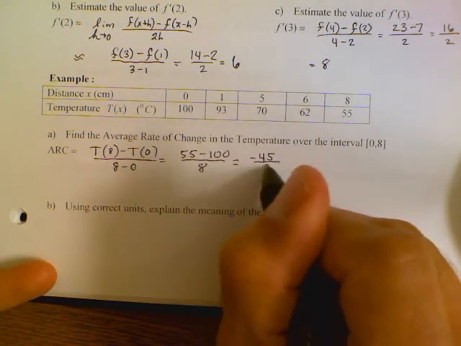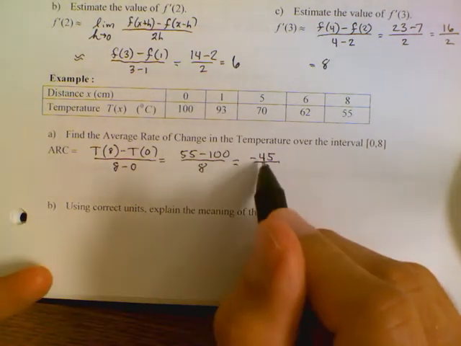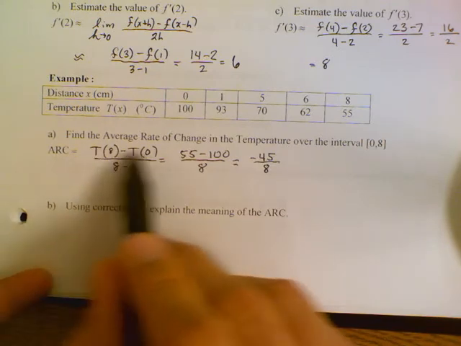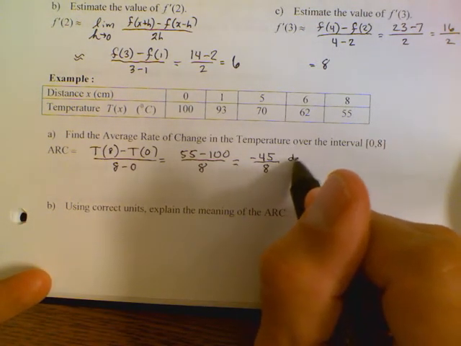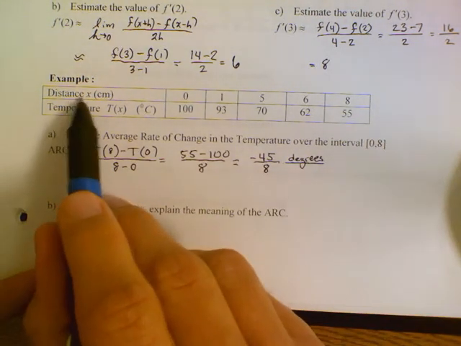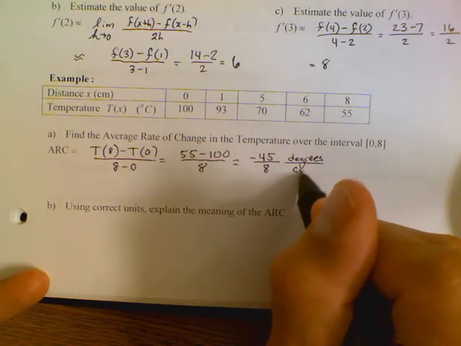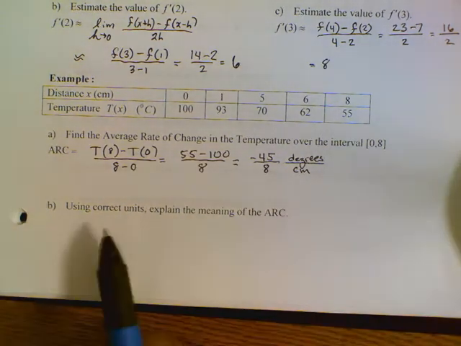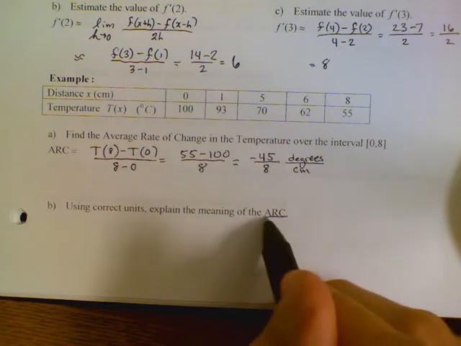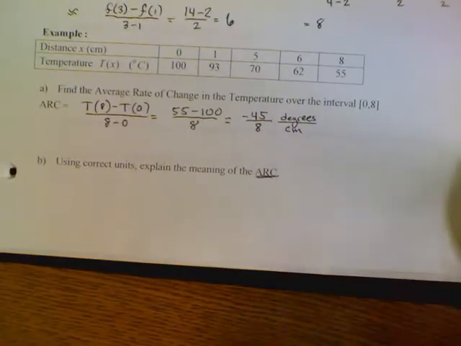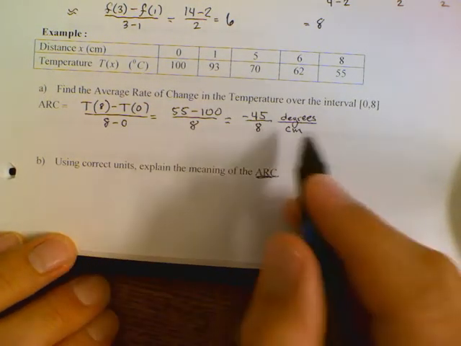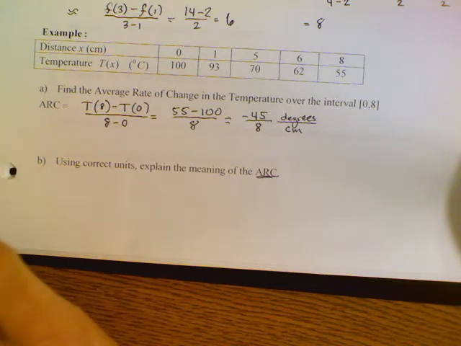And we can leave it this way. Basically what it means is that it went down 45. Now we're thinking T's on top, so those are degrees. So it went down 45 degrees over a distance of 8 centimeters. Okay, so this says using correct units, explain the meaning of the ARC, and ARC is just average rate of change there. All right, so correct units, explain the meaning. Well, you know what, let's convert that to a decimal. Let's divide by 8.